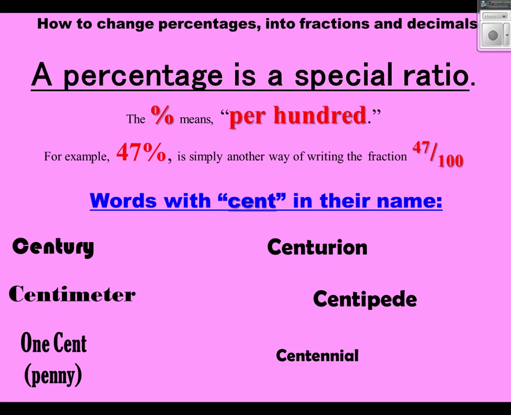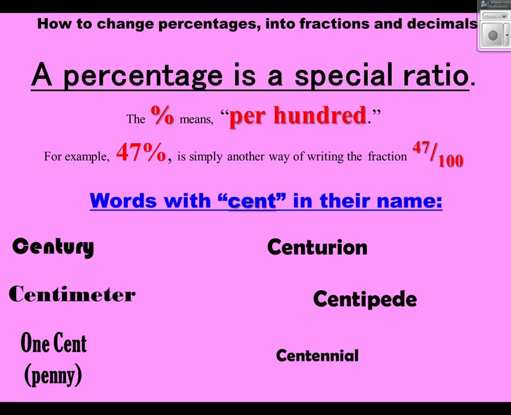Percent means per 100, and what we're doing is comparing a number to 100. That's what a percentage is all about. So for example, 47% means 47 hundredths. 3% means 3 hundredths. 99% means 99 hundredths.